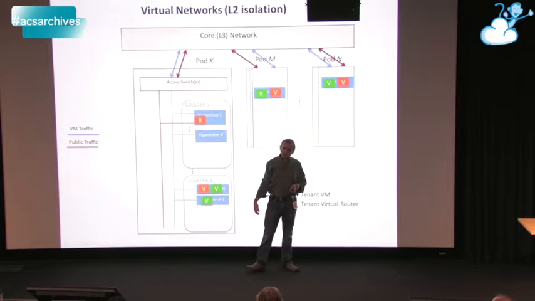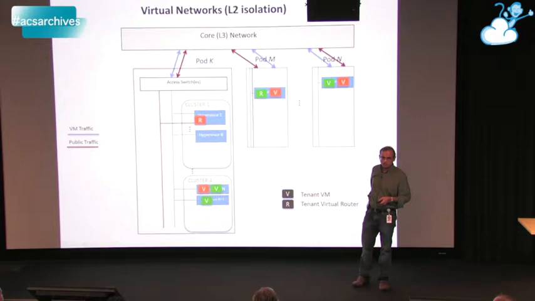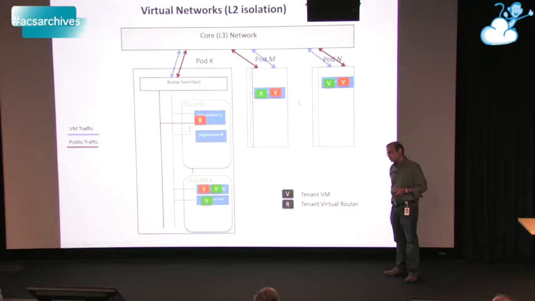Yeah, this can be a Juniper SRX, right? It doesn't have to be the virtual router. And we're looking for contributions from other networking vendors so that CloudStack can control other devices. Would that solve your problem or no? Okay, go ahead.